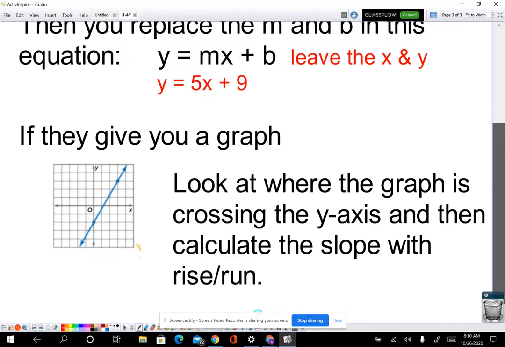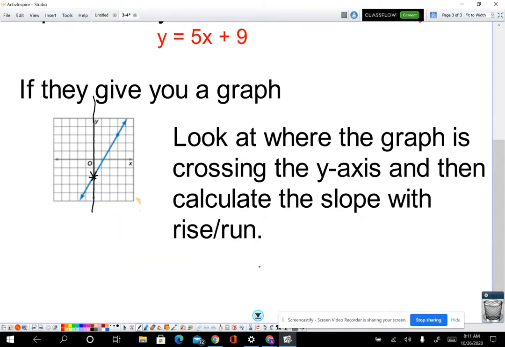Now, if they give you a graph, this is the second way that they could ask you to create an equation. The first thing we want to do is identify where this crosses the y-axis. Remember, our vertical axis is our y-axis. So where is that line crossing it? Right there. And that value is -2. So when I look at this, I'm going to say that b is equal to -2. That's where it crosses the y-axis.